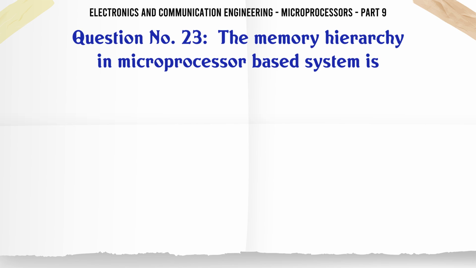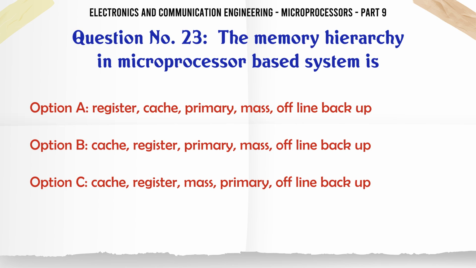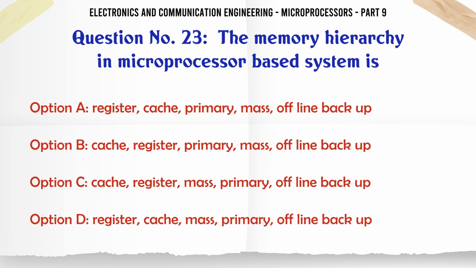The memory hierarchy in a microprocessor-based system is A. Register, cache, primary, mass online backup, B. Cache, register, primary, mass online backup, C. Cache, register, mass, primary, online backup, D.